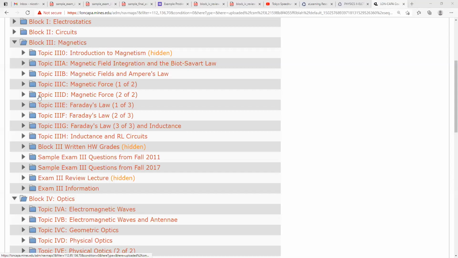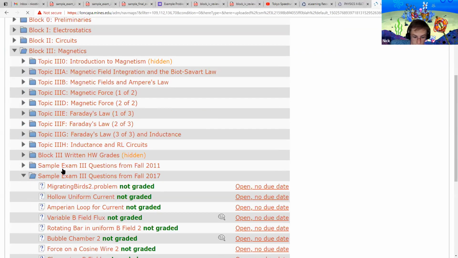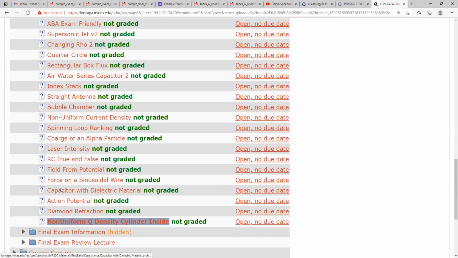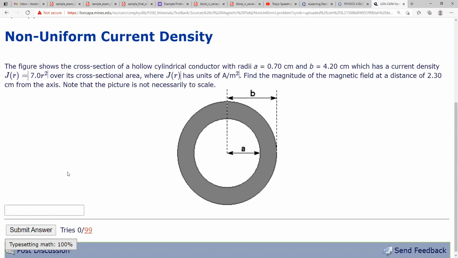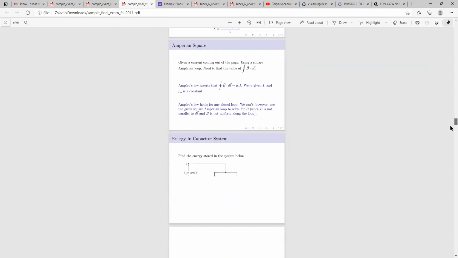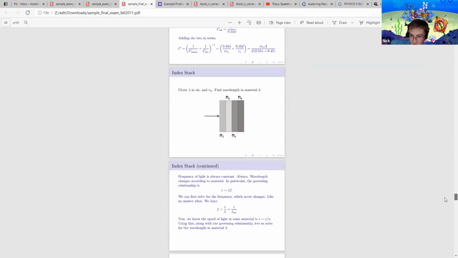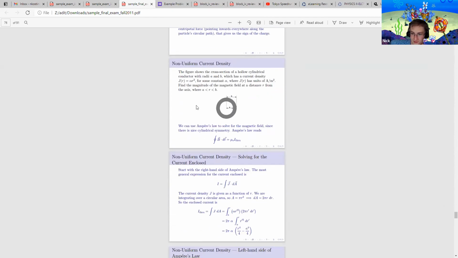Nick, there's one called non-uniform current density in the 2017 set. I was talking about the final exam stuff, but I don't know if it's there or not. Non-uniform current density, where'd it go? Yeah, about halfway there. Found it. Let's see, do I have that one worked out? It looks familiar. I have like a billion problems here. Oh, here it is. Cool, awesome, let's do that one. I like that problem.